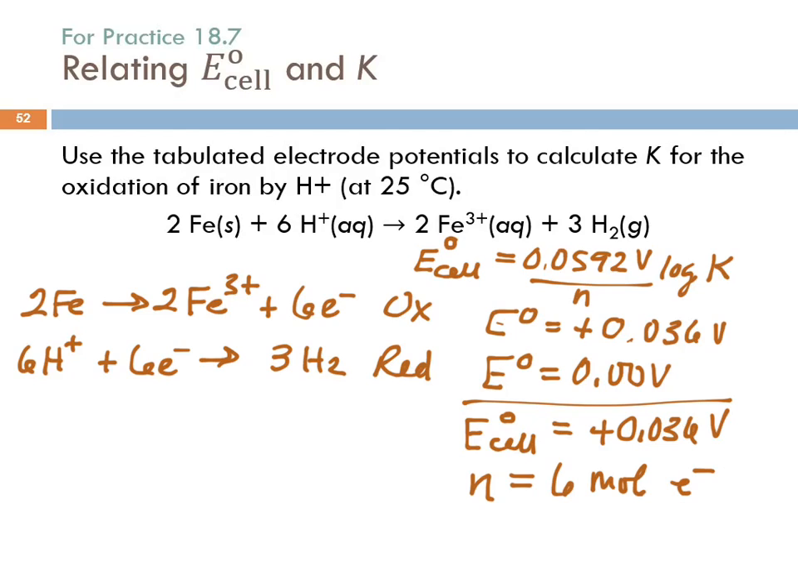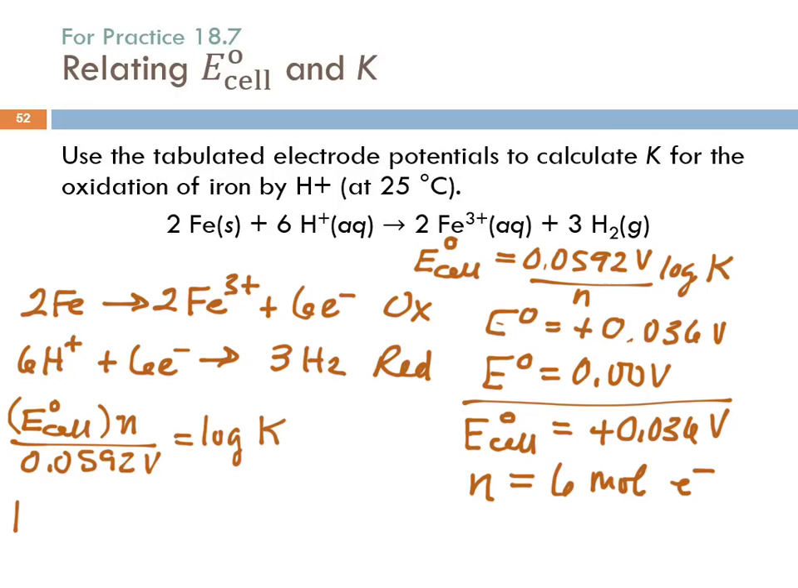I generally prefer to rearrange equations first and then stick numbers in. So I'm going to take this little mess over here, and I'm going to get Ecell times n divided by 0.0592 volts is equal to the log of K, which tells me that the equilibrium constant is equal to 10 to the mess. That's the exponent. It is a hell of an exponent.